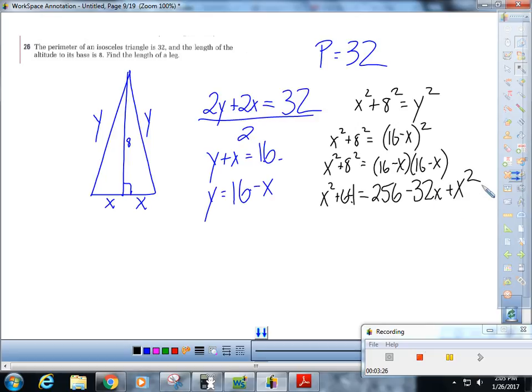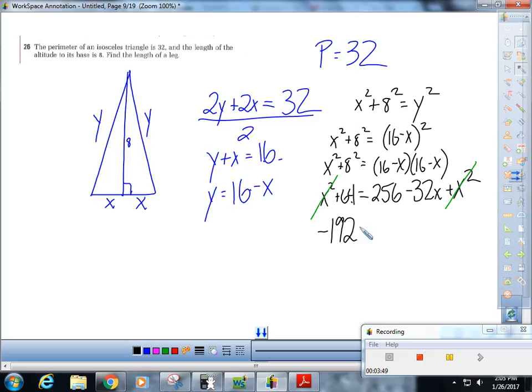Oh, and sometimes algebra is just nice to us, because what can we do right now? We can cancel the x squareds. Okay? So it's actually easy from here on out. We don't even have to do any quadratic formula or factoring. Let's move this over. Someone do 64 minus 256 for me, please.